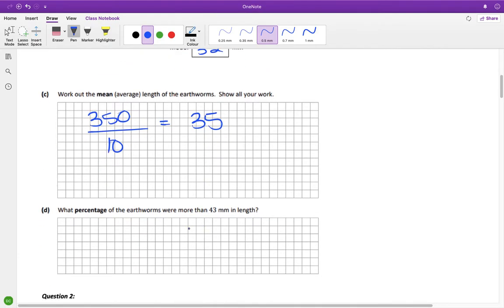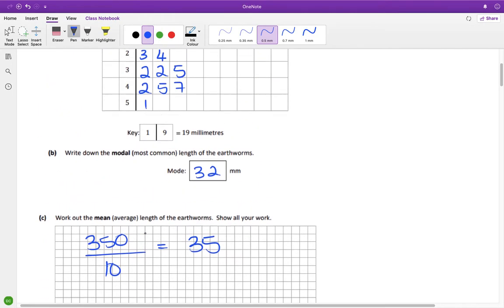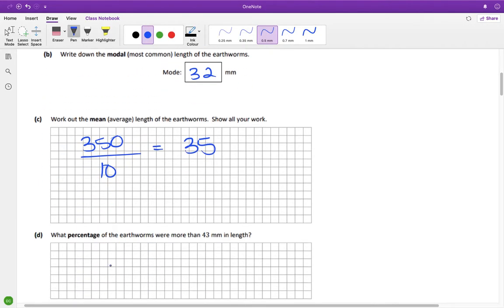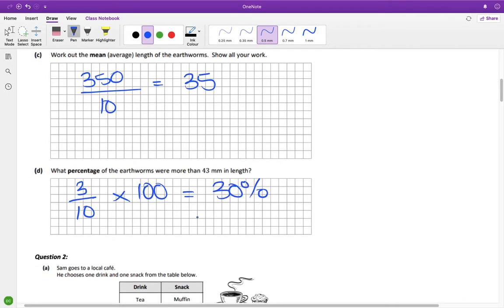And what percentage of the earthworms are more than 43? Okay, so percentage you have to do fractions, so more than 43. So this one is bigger than 43, this one, and this one. So it's 3 out of 10, and then if I want to make it a percentage, I multiply it by 100. So 30% are bigger than 43 millimeters.